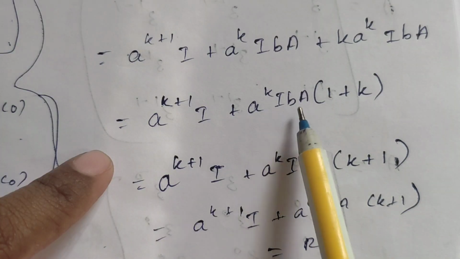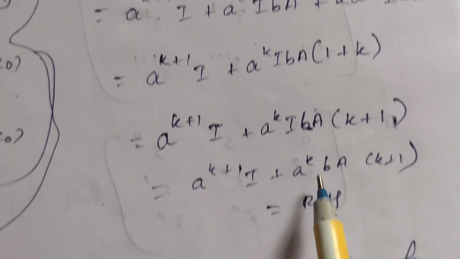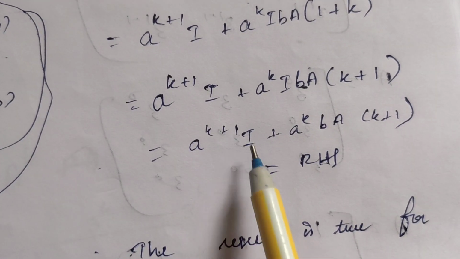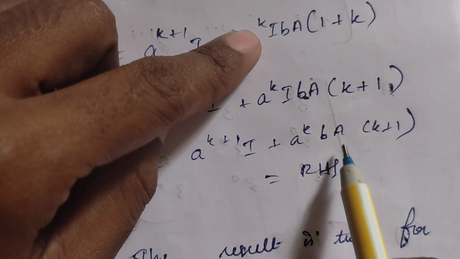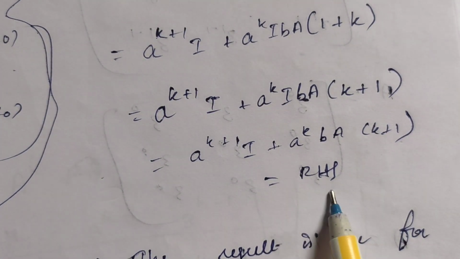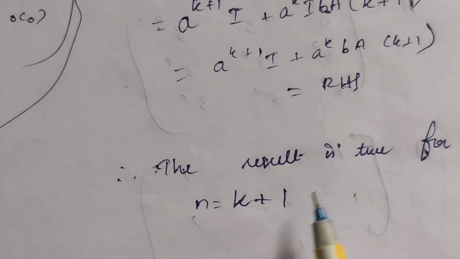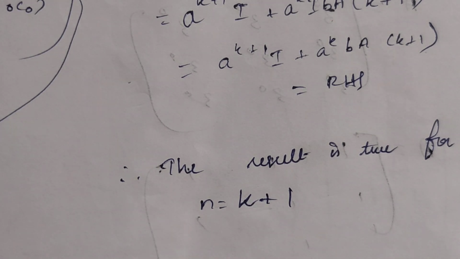I is the identity matrix, A is the given matrix, so A into I is again A. So A power K plus 1 I plus A power K B, I into A, I have written A into K plus 1. So this is what our RHS is. So we have proved the result is true for n equal to K plus 1. Therefore, the result is true for all the values of n. We have proved this by the principle of mathematical induction.